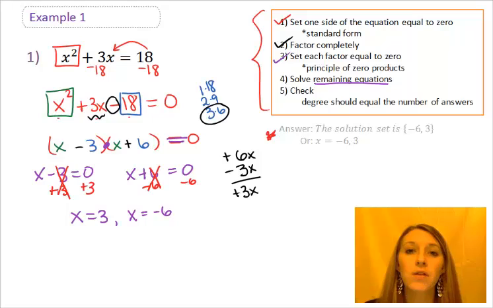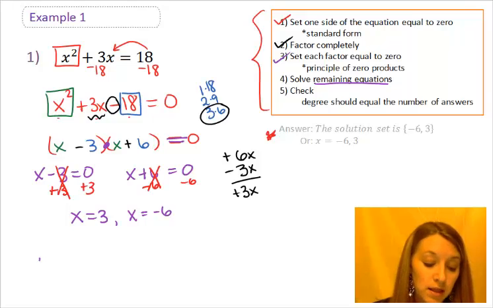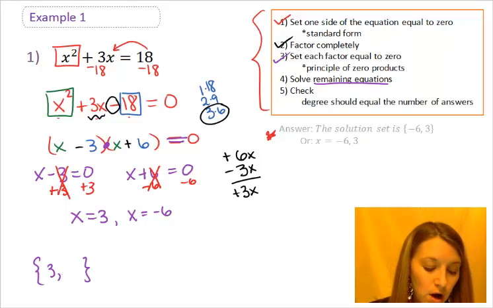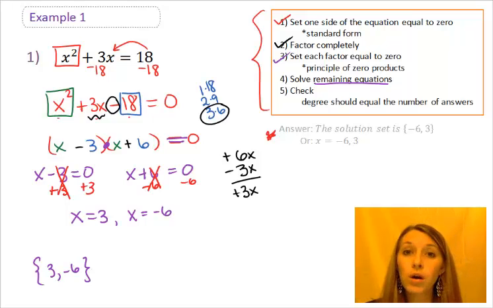Now, depending on how the homework asks, it wants you to input the answers in one of 2 ways. The first way is it's going to ask for the solution set. It wants the set of numbers that makes this equation true. If it asks for the set, then the answers need to be in the braces. Then you input your answers with commas in between. So 3, negative 6, or you could do it as negative 6, 3.